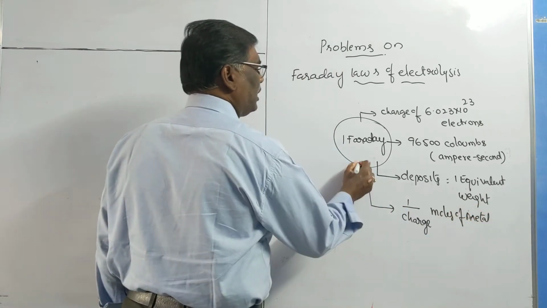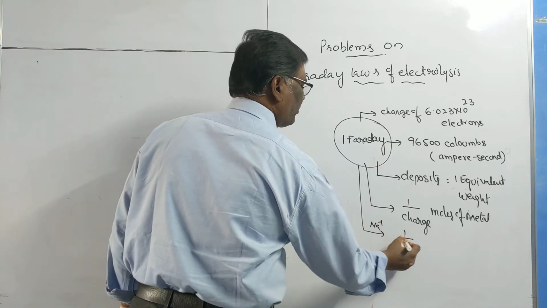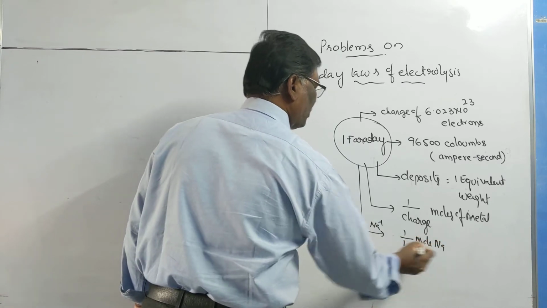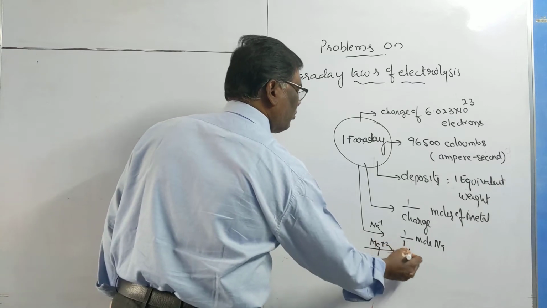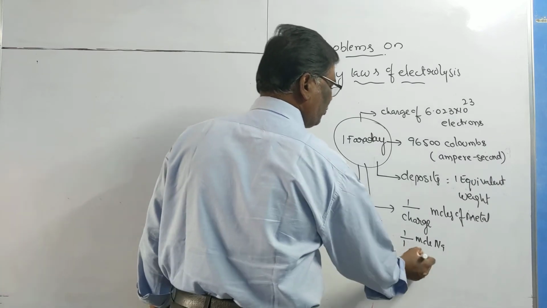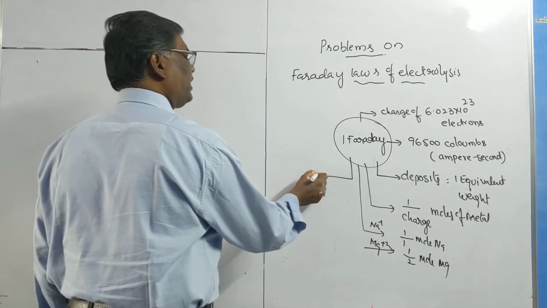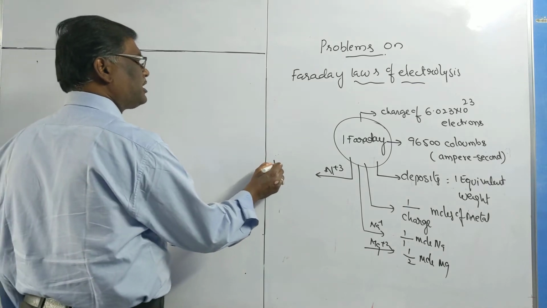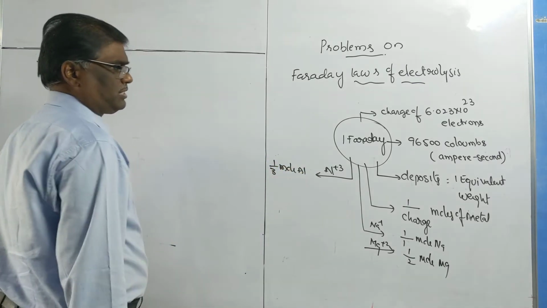That means let us take sodium. In case of sodium, 1 by 1 mole of sodium. When it takes magnesium, charge is 2, 1 by 2 mole of magnesium. When I take aluminum, you know aluminum charge is 3. That's why 1 by 3 mole of aluminum it is depositing.